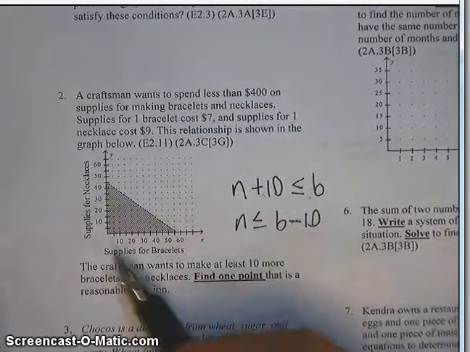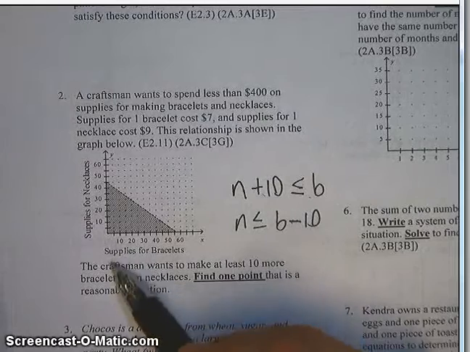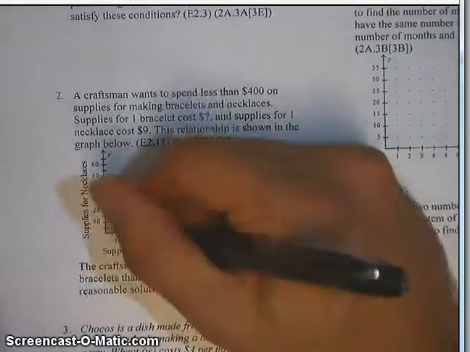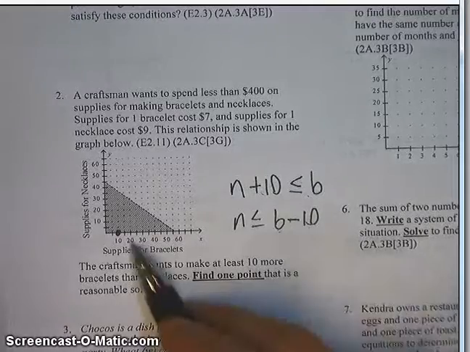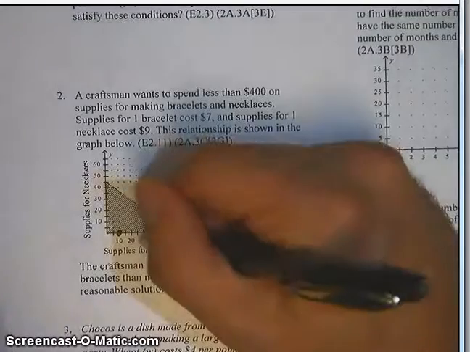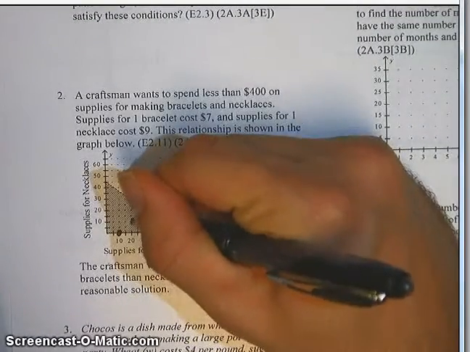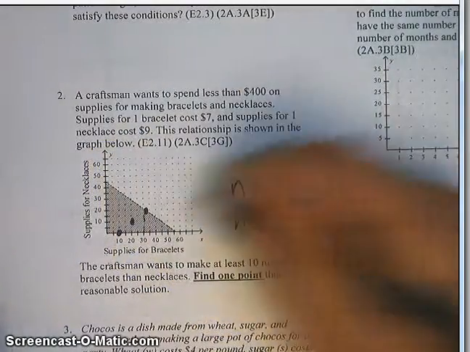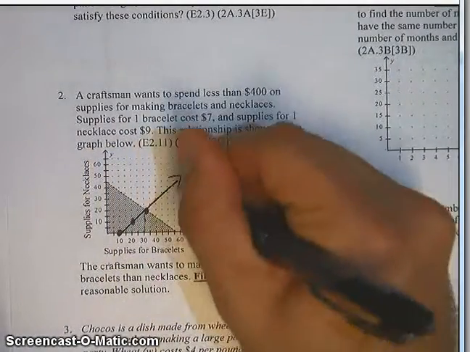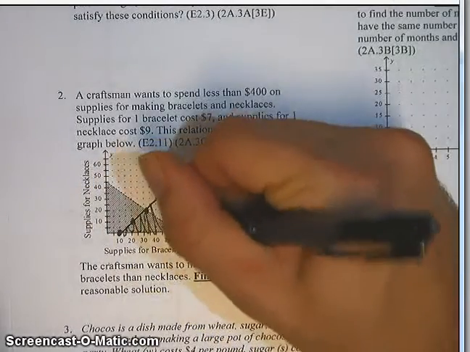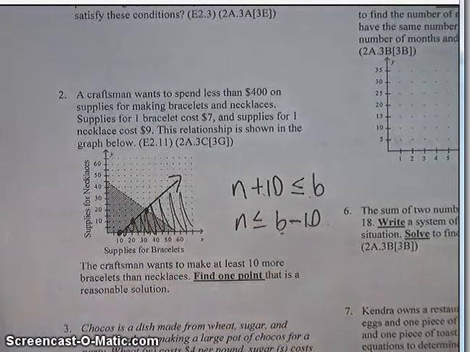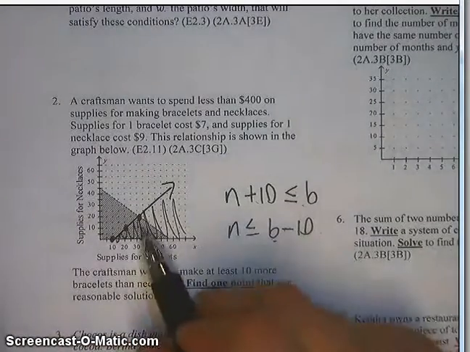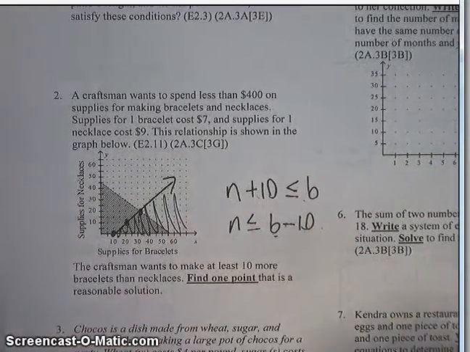So if I graph it, the negative 10 is the y-intercept here. And it's down here so you can't see it, but if I plug in some points, 10 minus 10 is 0. So (10, 0) is a point. 20 minus 10 is 10, so (20, 10) is a point. 30 minus 10 is 20, so (30, 20) is a point. And this is a solid line that is shaded below. So the shaded area, the area that's shaded twice, is the solution set, and I can take any point in there and make that a reasonable solution.